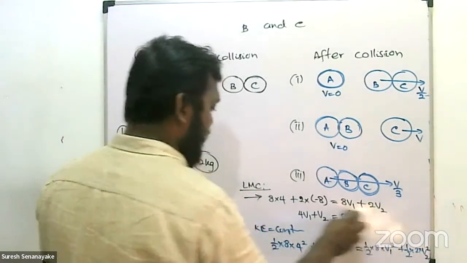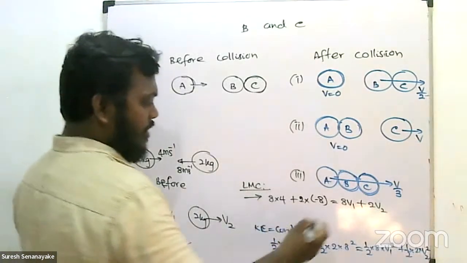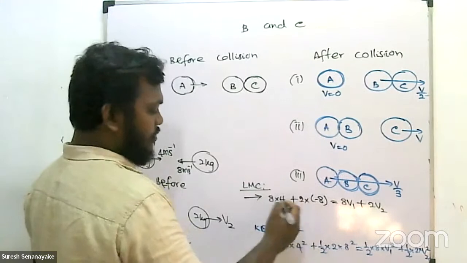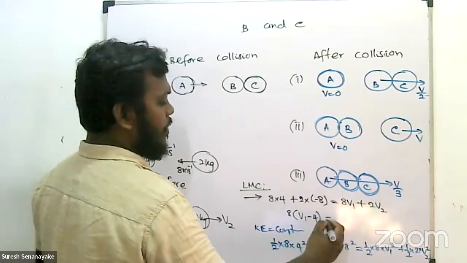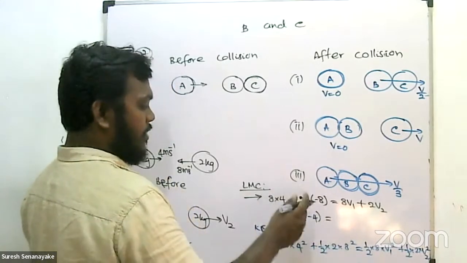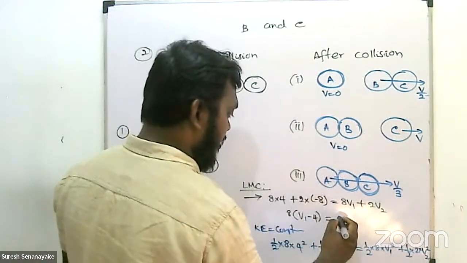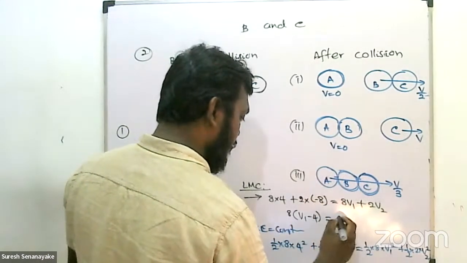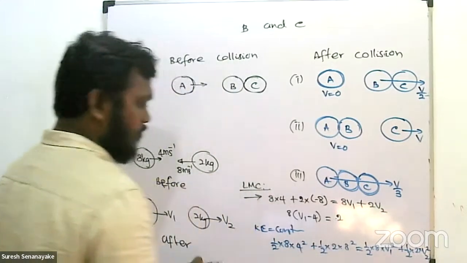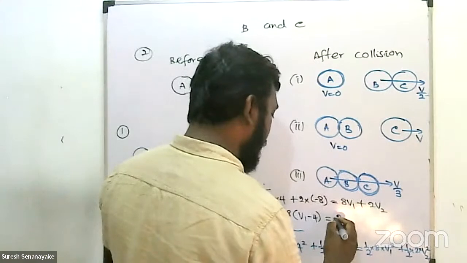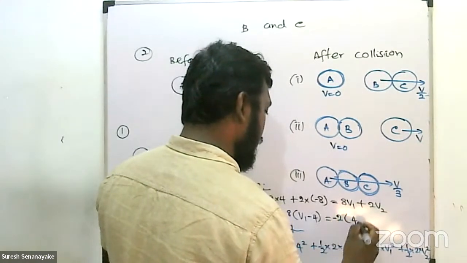It's easier for you. 8 kilogram, 8 kilogram, you take this to this side. So taking 8 out, you can write v1 minus 4. And on the other side, taking minus 2 out, that is 4 plus v2.